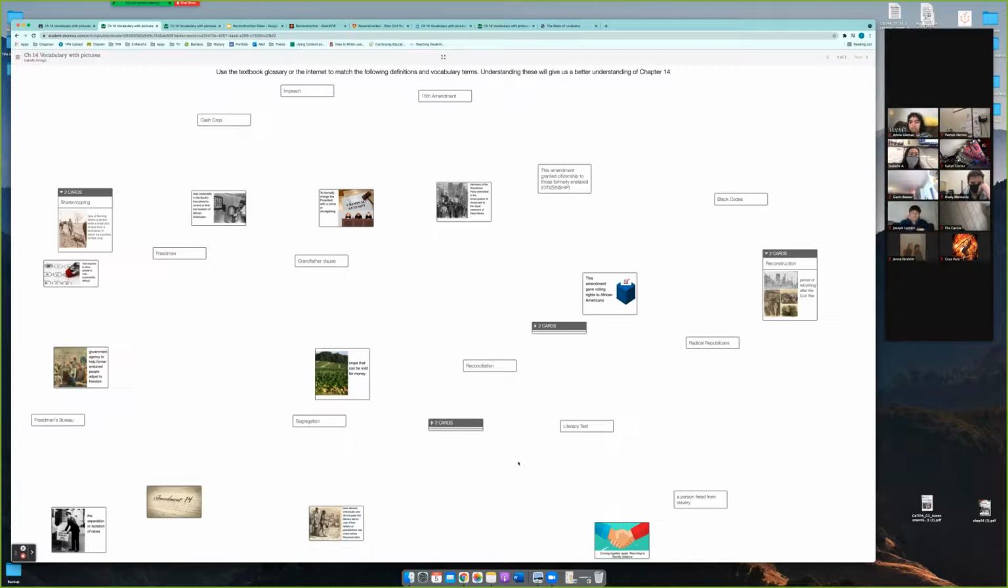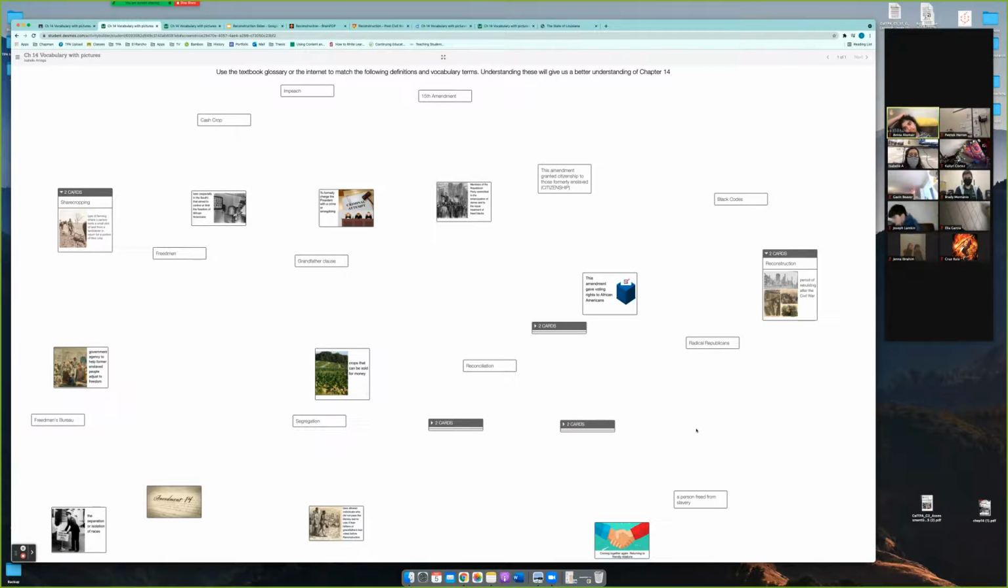Perfect. How about a literacy test? How could you describe a literacy test, Amna? A literacy test is the test required to allow people to vote. Perfect. The test required, right, to allow people to vote, and they're purposely difficult, so it's going to be hard to pass those. Okay? Then let's do a couple more together.